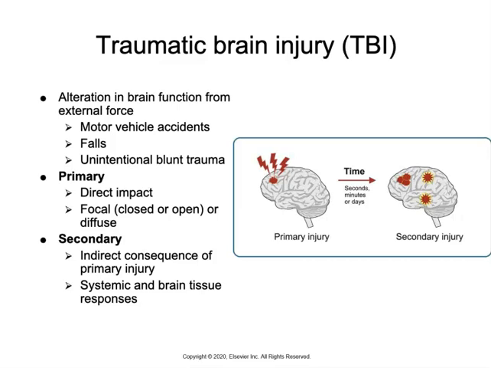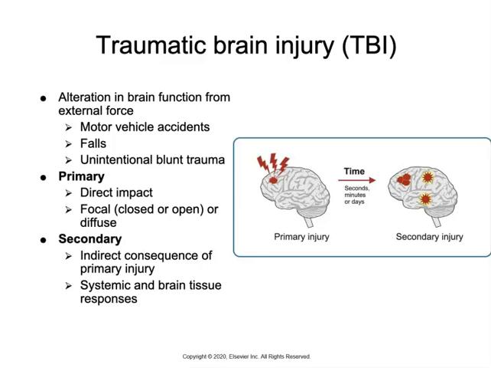This injury occurs when we get some type of external force that is going to cause an alteration in brain function. It could be caused from MVAs, falls, or unintentional blunt trauma. And we can classify this as either being a primary TBI or secondary TBI. So when we say primary, it means that it occurs immediately at the onset of that brain injury. There's little that can really be done to reverse that process.